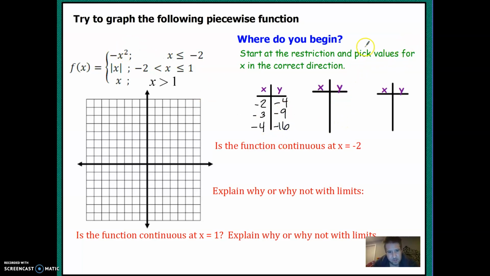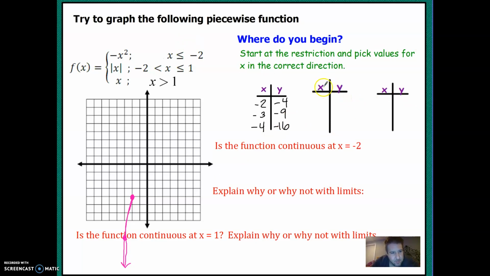Now, I don't know if all those pieces are all going to fit, so I'm going to change colors here. So -2, -4, and that is an or equal to, so I'm going to use solid. -3, -9. So it's going to go like this. Remember, it's quadratic. All right, changing back colors.